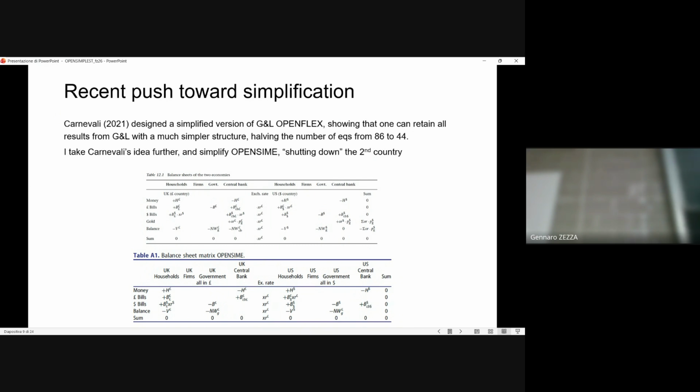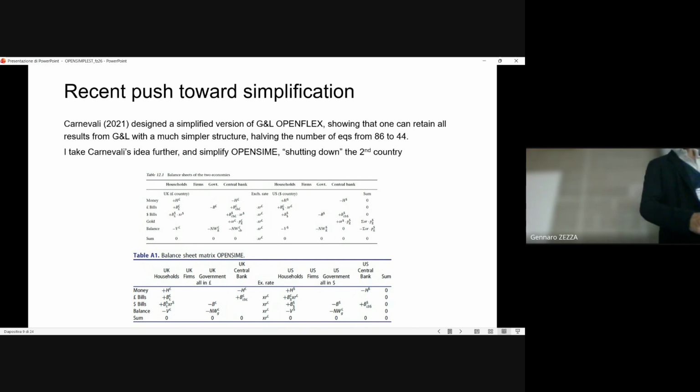So this is the original balance sheet from the model in Godley and Lavoie. And below you find the balance sheet from Carnevale's model. So they look very similar. You have two countries, UK and US, with the exchange rate in the middle. You're going to see some very slight simplification between the two because gold and central bank reserves are not modeled by Carnevale. But what Carnevale shows is that with a much simpler structure, he is able to retain all the results of the Godley-Lavoie book without the equations.